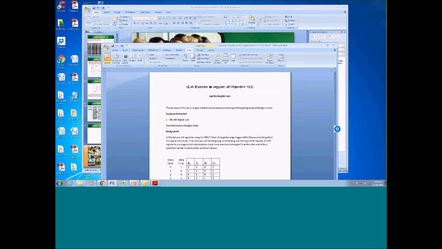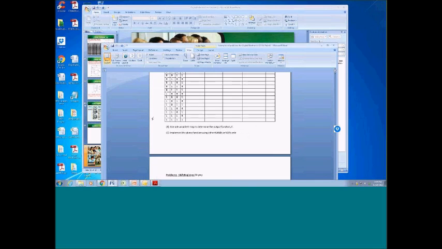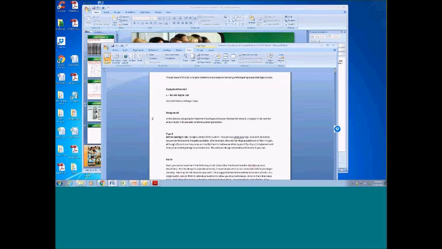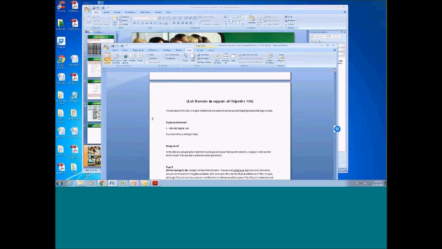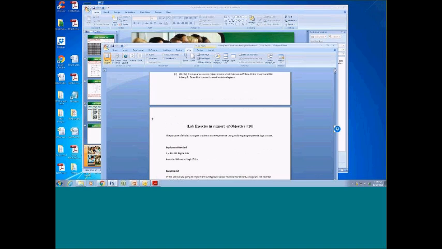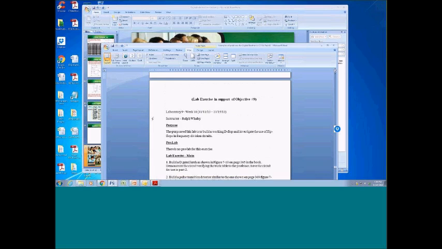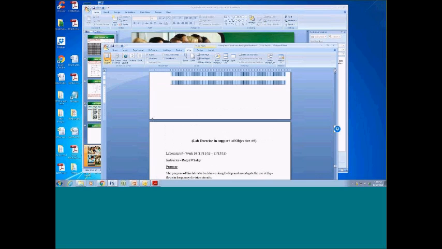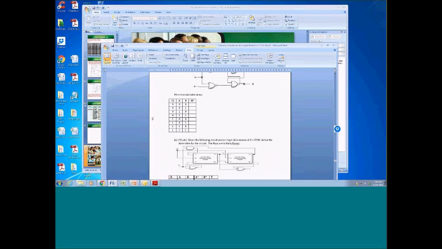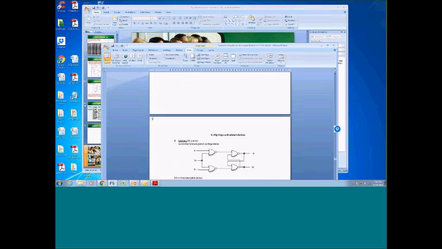This is the document I've been going through piece by piece. Those are counters, because we're on counters. That's Tuesday. Okay, look at D-flop. So here are some problems basically.